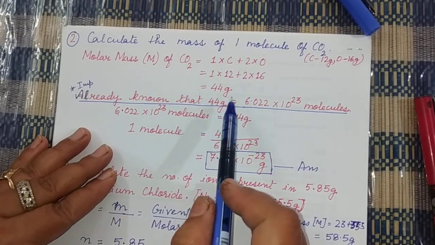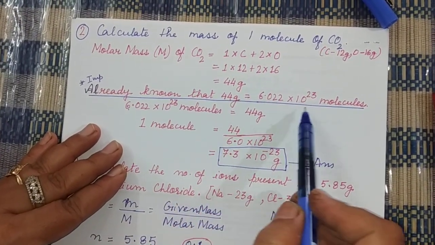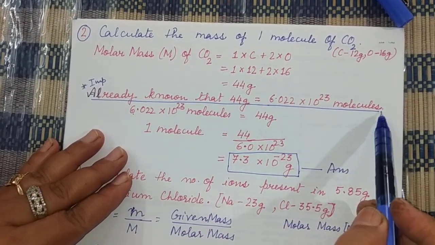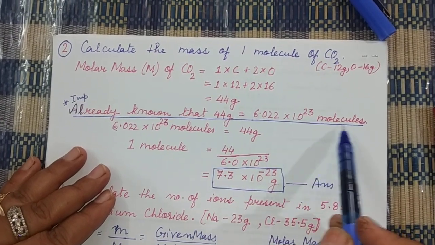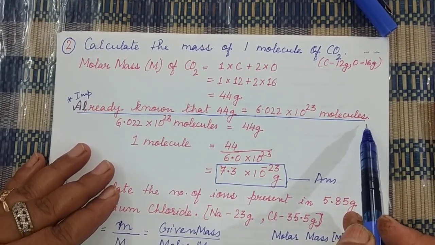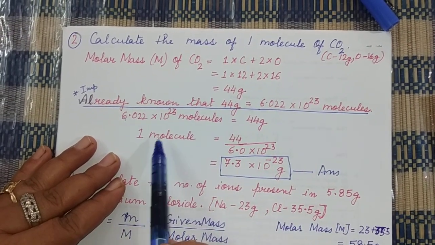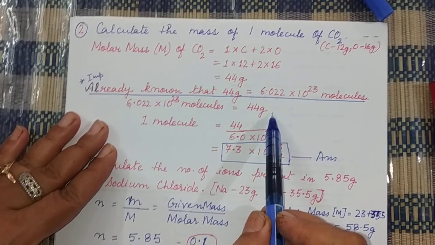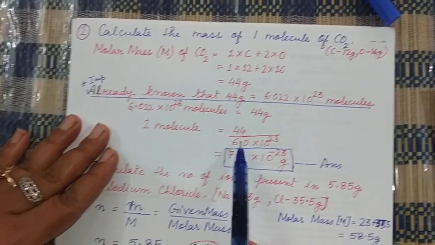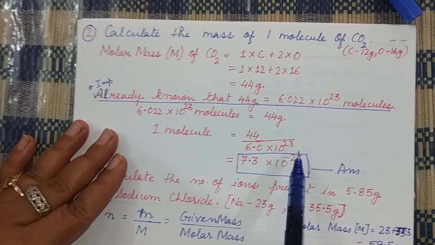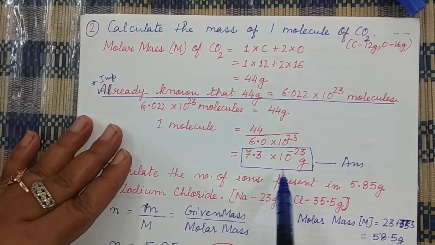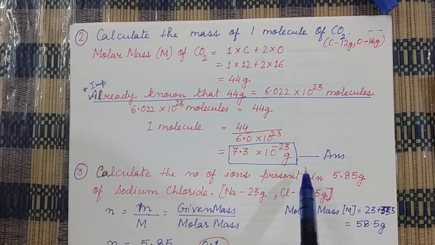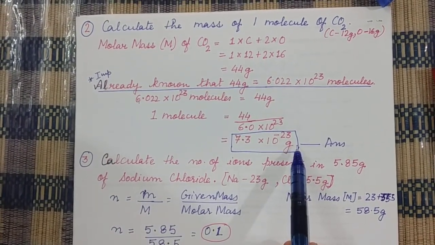Now as you already know, molar mass contains Avogadro number of molecules. 1 mole of any substance contains Avogadro number of molecules. So 44 grams will contain 6.0 into 10 to the power of 23 molecules. By the help of the unitary method I have solved it out. You can see these many molecules weigh this much. So one molecule will weigh 44 divided by 6 into 10 to the power of 23, and it comes out to be 7.3 into 10 to the power of minus 23 grams. So the mass of one molecule of carbon dioxide is 7.3 into 10 to the power of minus 23 gram.